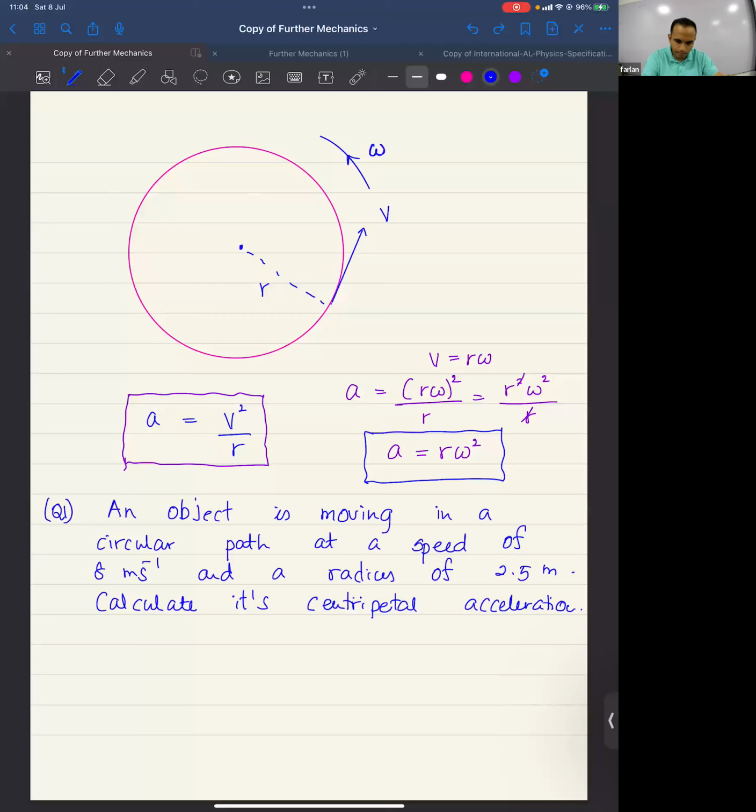Write down a question. An object is moving in a circular path at a speed of 8 meters per second and a radius of 2.5 meters. Calculate its centripetal acceleration.